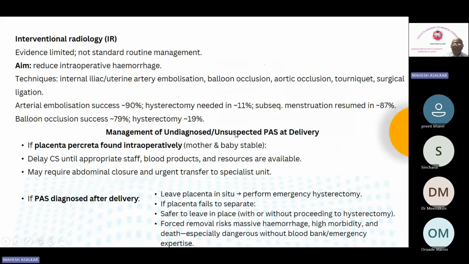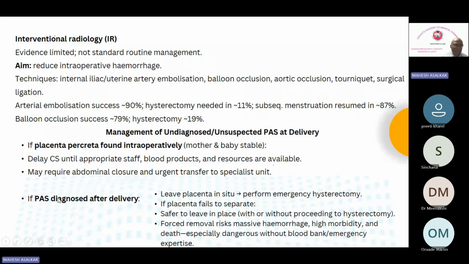Management of undiagnosed or unsuspected placenta accreta at delivery. Now, this was up till now undiagnosed, and you come to know that it is a placenta accreta spectrum during delivery. If the placenta accreta is found intraoperatively and mother and baby are stable, you can delay the cesarean section until appropriate staff, blood products and resources are available. This we have discussed in the beginning. It may require abdominal closure and urgent transfer to a specialist unit.